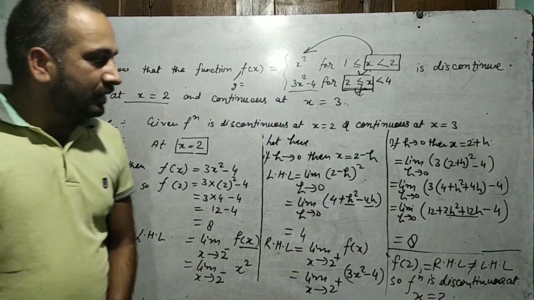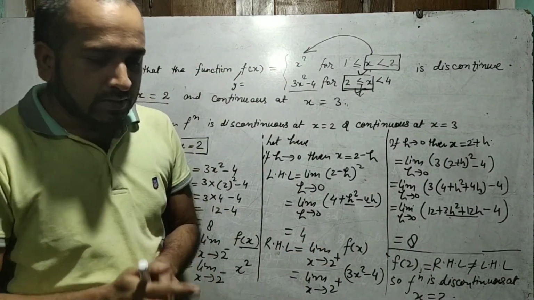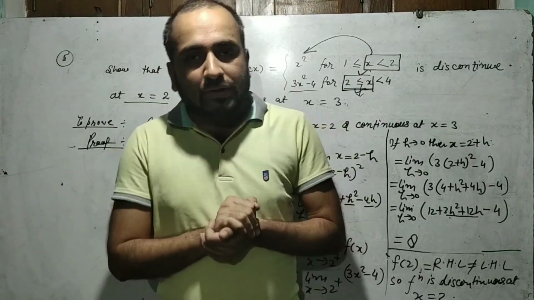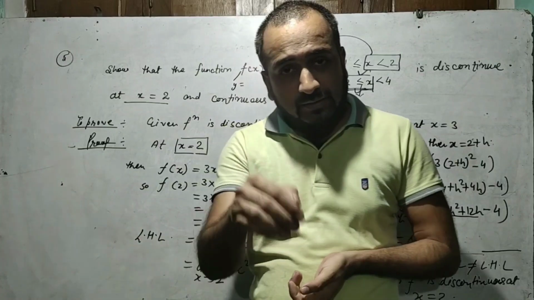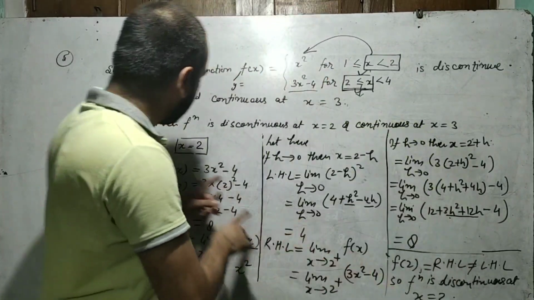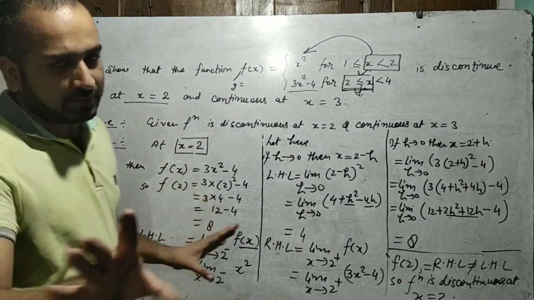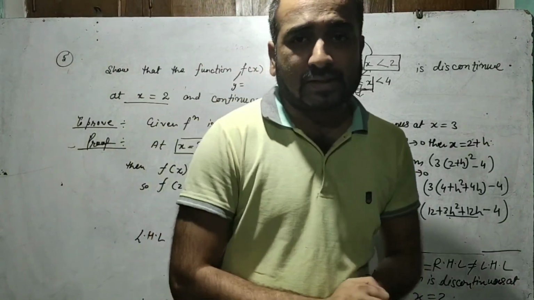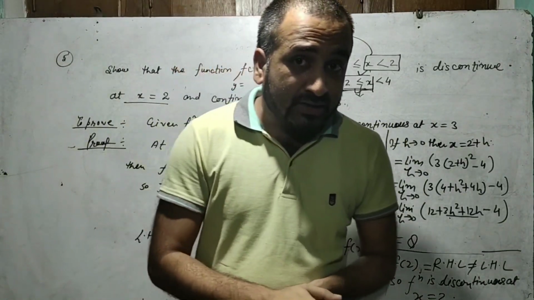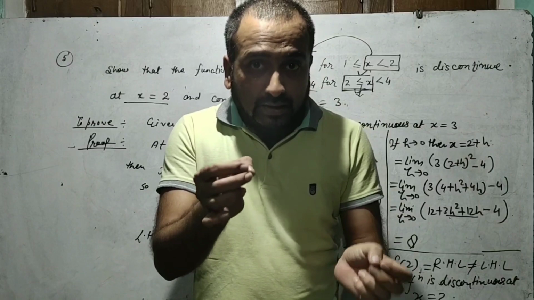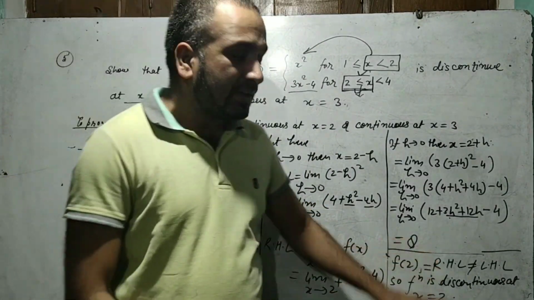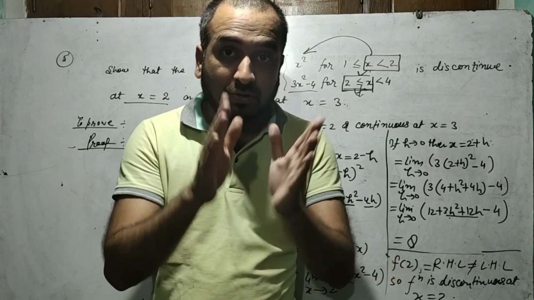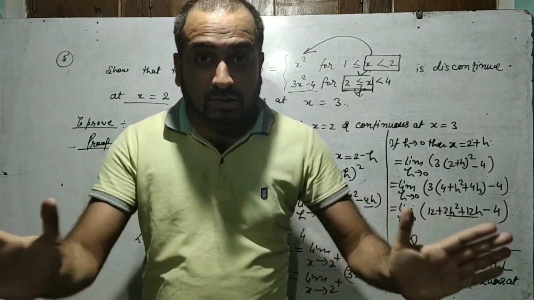Is it clear? Why? Listen students, for continuity there are not two but three conditions that should be satisfied. At first the function should be defined. Here f of 2 is defined, of course it is 8, but the limits should exist. Left hand limit should be equal to right hand limit. Here the left hand limit is 4 but the right hand limit is 8, so the limits are not existing. Because of this, the function is discontinuous.